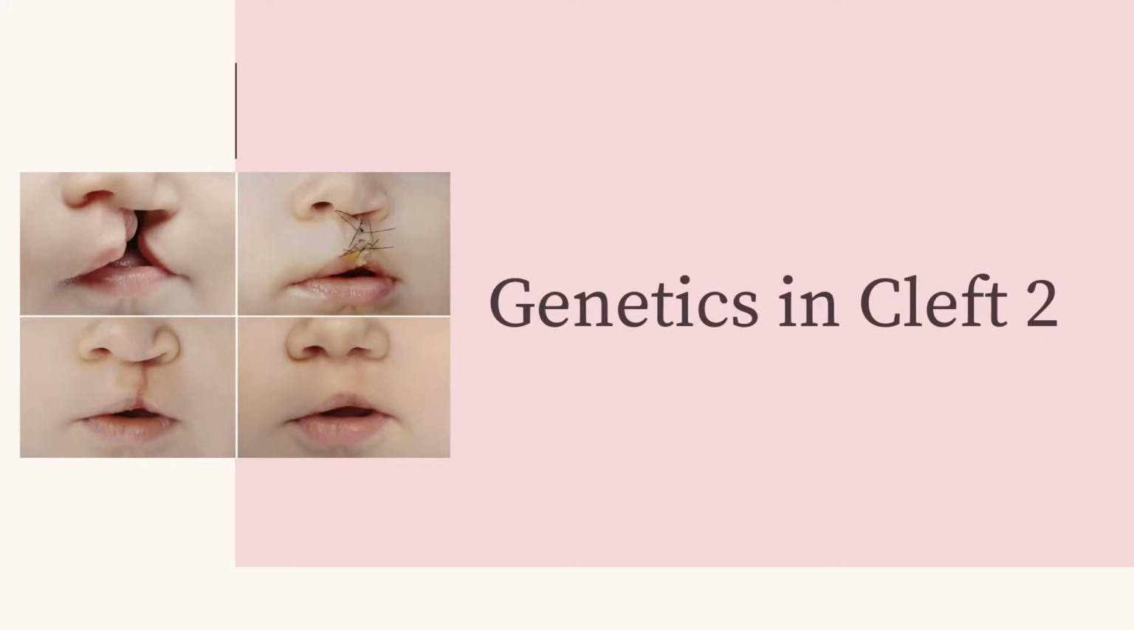The face is derived in the 4th week around the stomatodeum, meanwhile the primary palate is derived in the 6th week. Van der Woude syndrome is the most common syndromic form of cleft palate, which is characterized by lower lip pits. Nutrigenomics related to the causation of cleft is folic acid pathway deficiency.